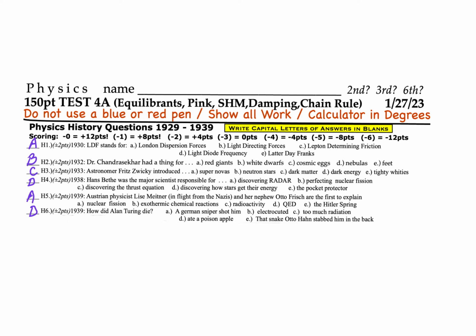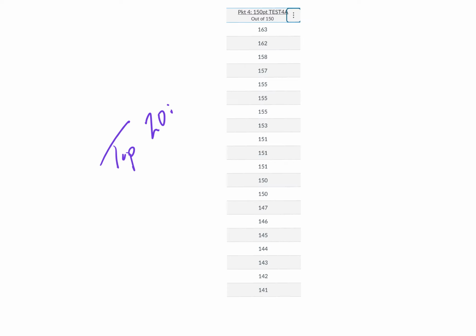All right, here's a video key for test 4A. This is spring of 2023. History, but you don't get any blue on those. Here's the scores. Top 20.